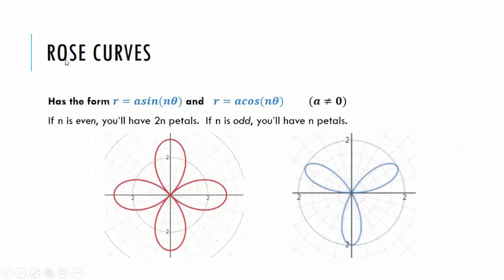And here I have rose curves. So rose curves have these 2 forms. Again, sine has symmetry with respect to the y-axis always, and cosine has symmetry with respect to the x-axis. If n is even, so you'll notice in this picture right here, you'll have twice as many petals as n. So this graph was created with a 2 theta. The graph on the right had a 3n. So if n is odd, you'll have exactly that many petals. I encourage you to play around with this and try new graphs on your own.